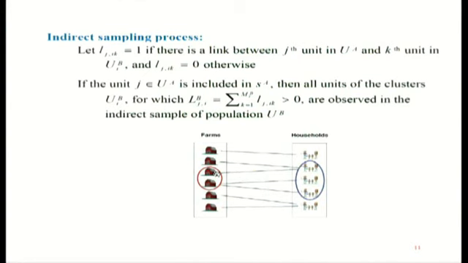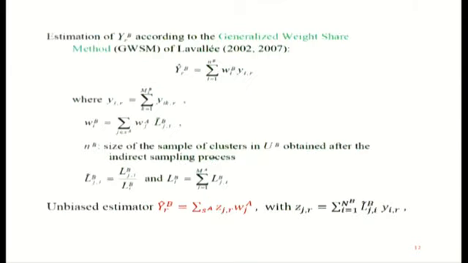We have the second population with different clusters, and we need to estimate the total of the second population for a variable R. This is the indirect sampling process. When we observe a farm, we observe all the households related to that farm. This household, for instance, could be observed even from that farm, from observing the second farm.